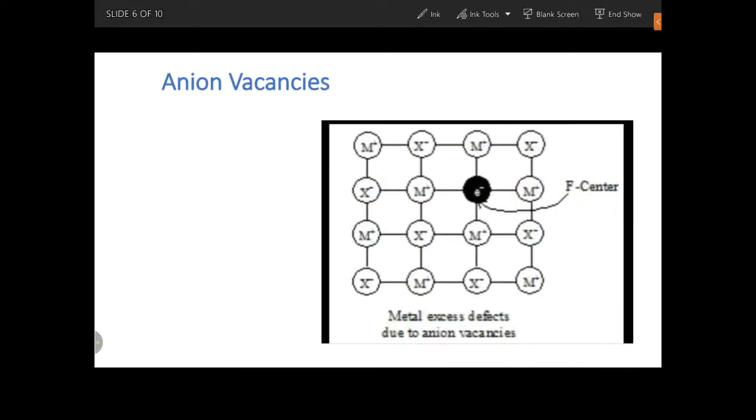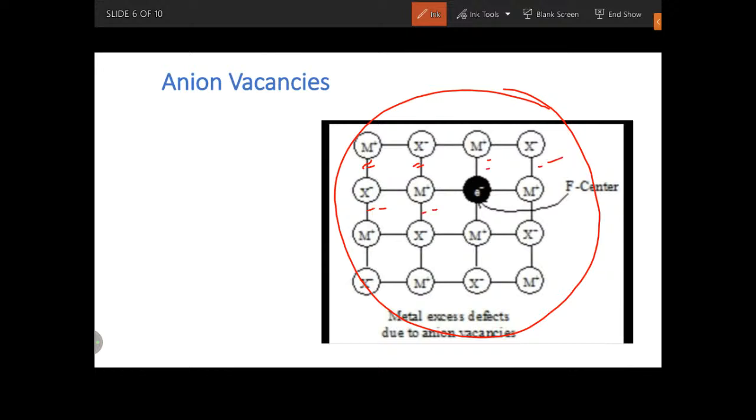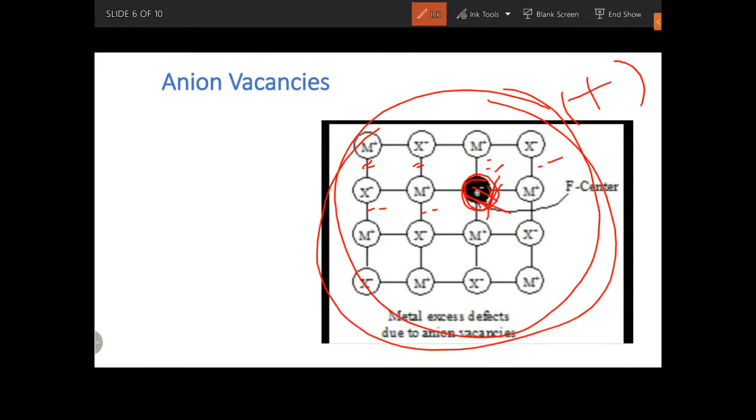Next part is anion vacancies. Anion vacancies means there is one crystal structure with m plus, x minus, x minus, m plus. Now there should be one x minus, but one x minus is missing. So when this is missing, that means this solid again becomes positive. Am I clear? In order to make it neutral, one electron will come and occupy this space, and this point is known as F center.